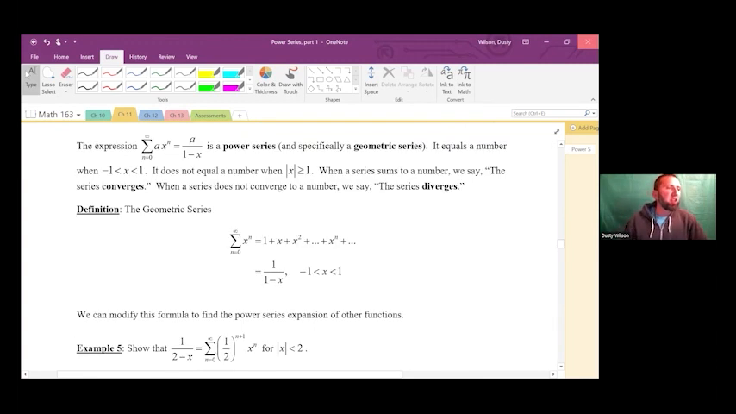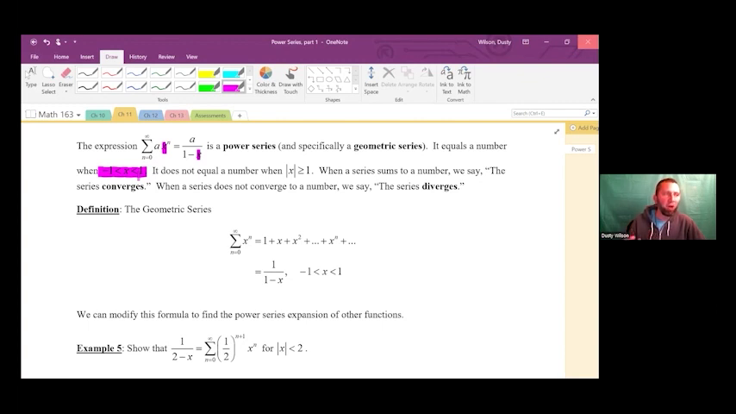So this expression that the sum from n equals 0 to infinity of a x to the n being equal to a over 1 minus x is an example of a power series, and specifically it's a geometric series. It equals a number only for those small values of x. Specifically, in this case, when we say small values of x, we're talking about x values between plus and minus 1, not including -1, not including +1. Why would that be the case?